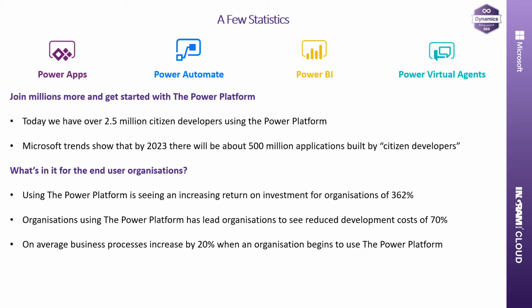And then what's in it for the end organization? Using the Power Platform, it's seeing an increasing return on investment for organizations of 362%. Organizations using the Power Platform has led organizations to see reduced development costs of 70%. And on average, business processes increase by 20% when an organization begins to use the Power Platform.